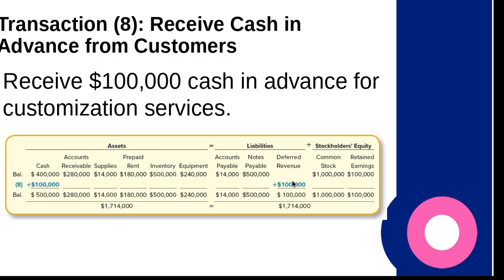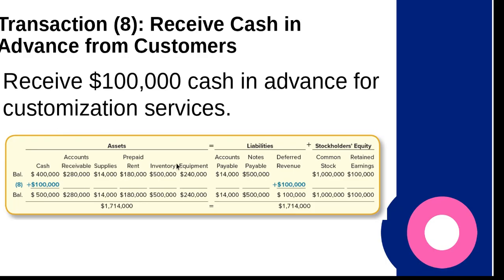We should know today that there are assets and there are many. Look at this place now. We have cash, accounts receivable, supplies, prepaid rent, inventory, and equipment. All these are assets. Look at liabilities. We have accounts payable, notes payable, and deferred revenue. We have common stock and retained earnings under stockholders' equity. When you add everything together, it must equate with the total of all our assets.